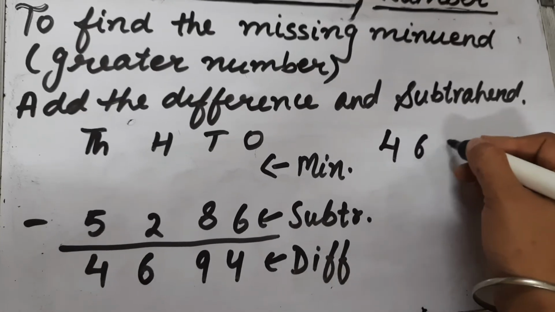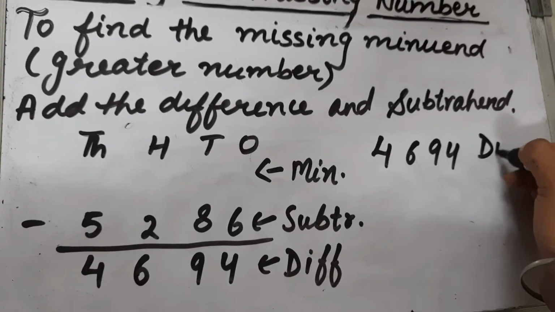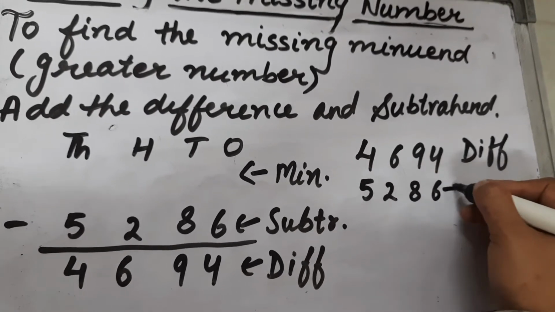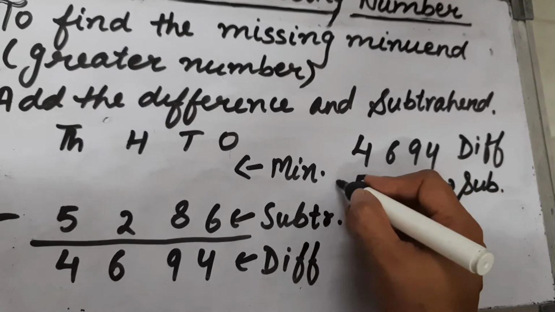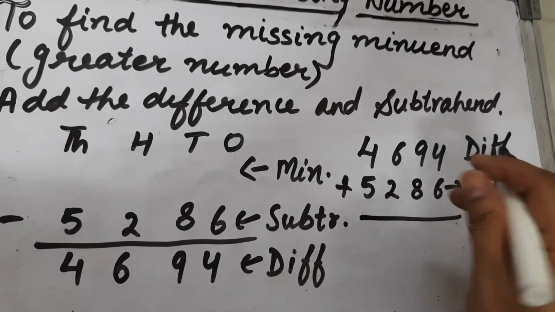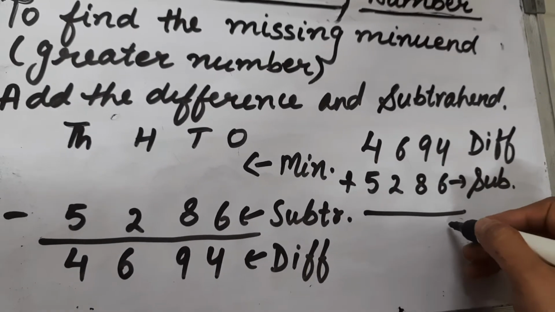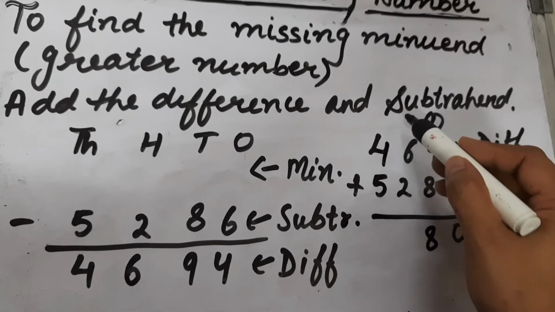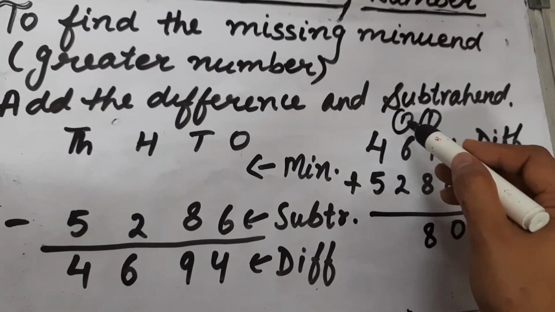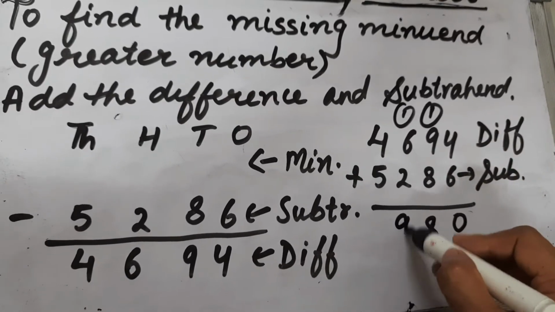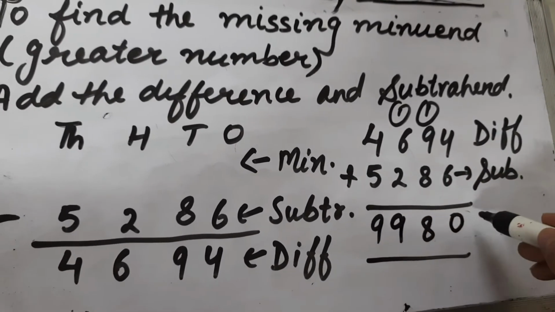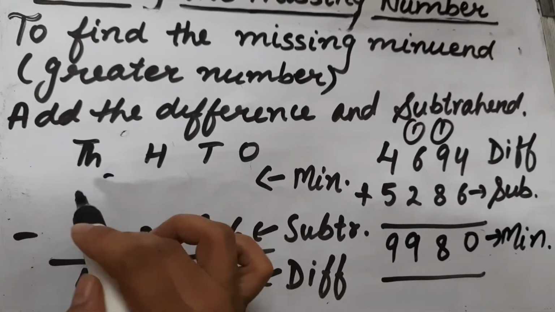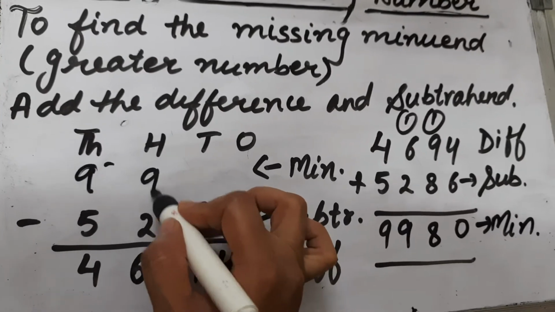So let's start. 4694 is the difference, and 5286 is the subtrahend, and we add the difference and subtrahend to find the minuend. 6 plus 4 is 10, 1 carry. 9 plus 1 is 10, 10 plus 8 is 18. 6 plus 1 is 7, 7 plus 2 is 9, and 5 plus 4 is 9. So our minuend is 9980.